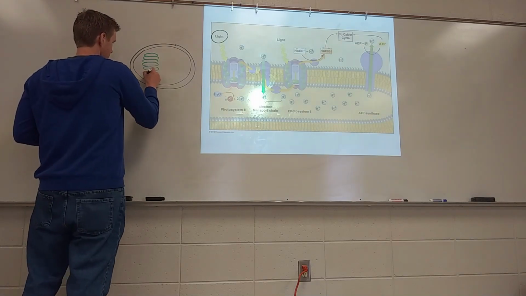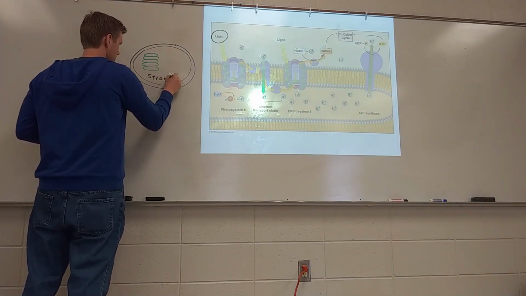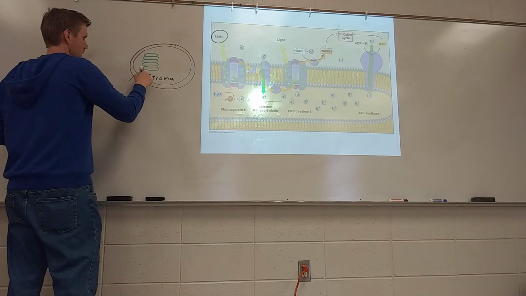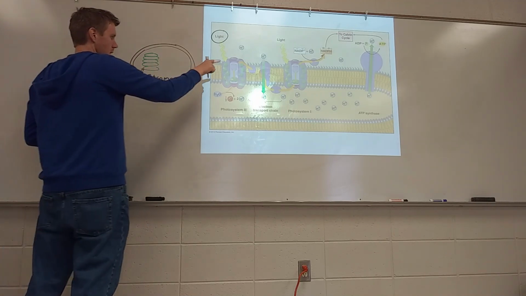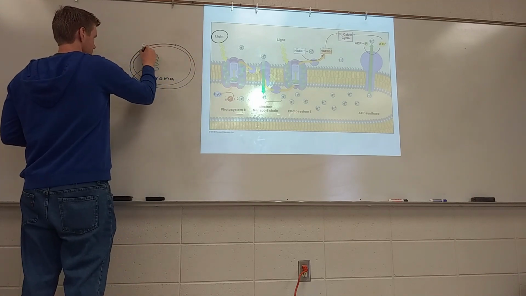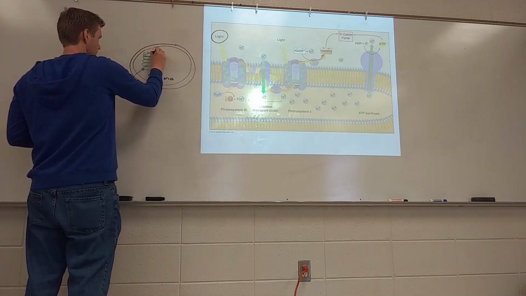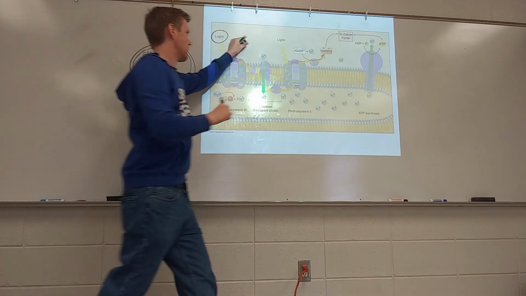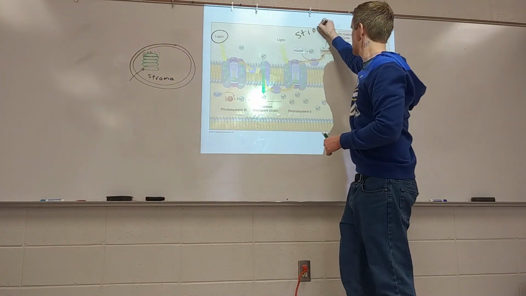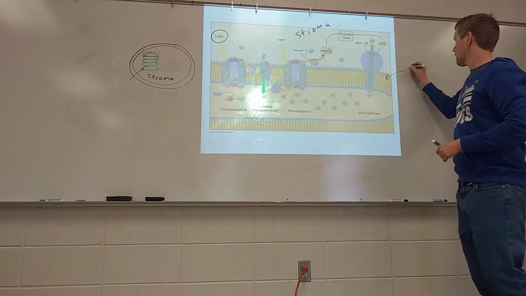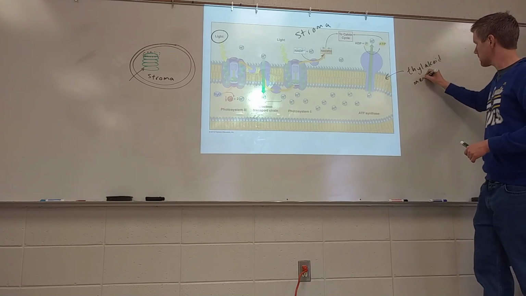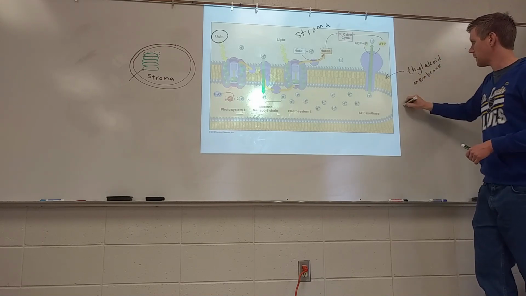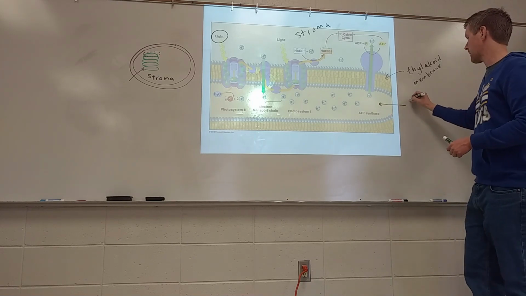All of this fluid out here, this is the stroma. These are the thylakoids. Thylakoid space, green thylakoid membrane. This picture is showing you a snapshot of right here. Right? Up here, all of this is the stroma. This is the thylakoid membrane. And this is the thylakoid space.